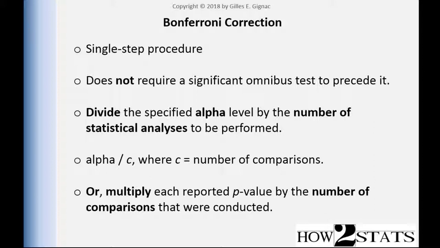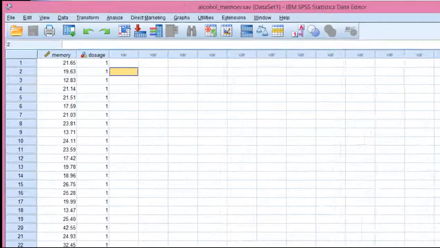My preference is to just multiply the obtained p-value tested at alpha 0.05 by the number of comparisons that were conducted. So instead of dividing the alpha level and then checking to see whether any of your reported p-values are less than the divided alpha level, you multiply the obtained p-values by the number of comparisons you conducted. And then if any of those multiplied p-values are less than 0.05, which is the alpha level that we specify for all our comparisons typically, then you'll determine that it's statistically significant.